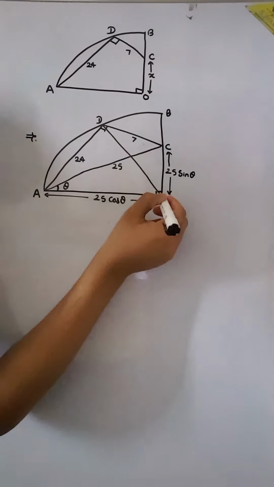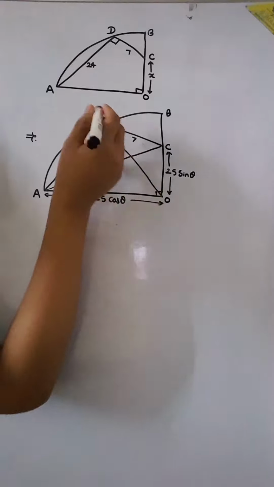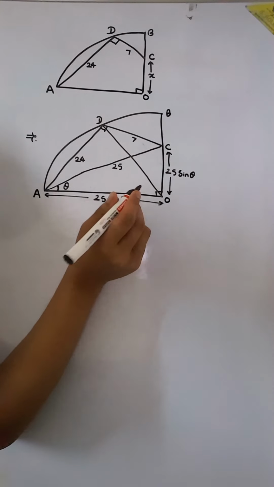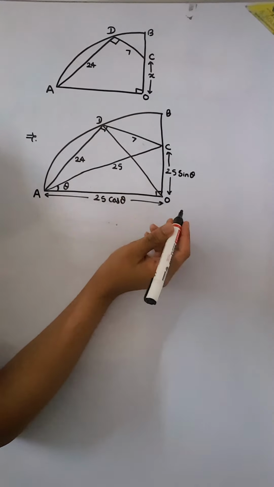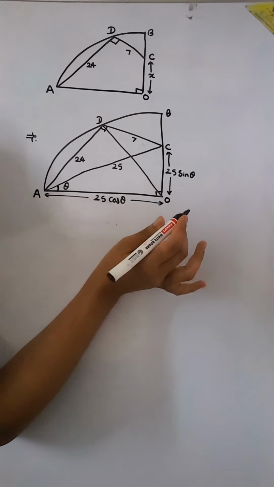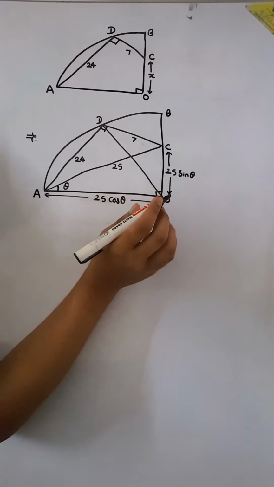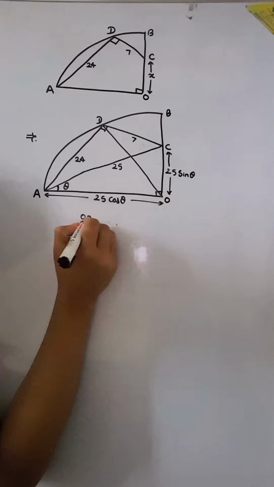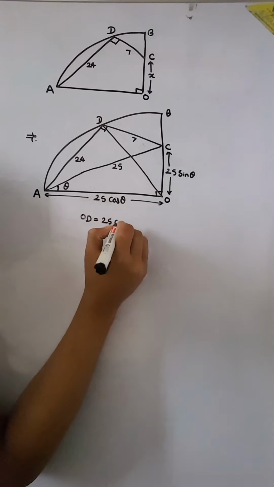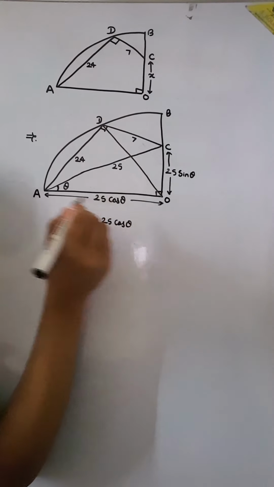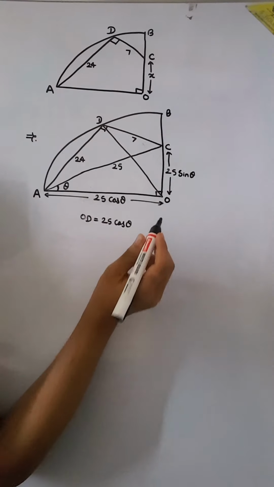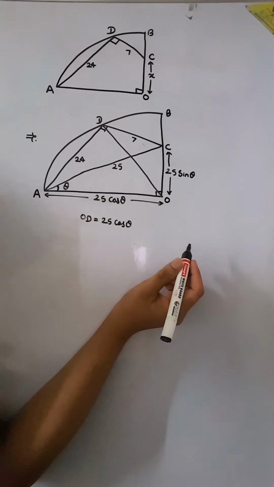as we all know that OB is equal to OA is equal to OD, because all of these three lengths are the radius of this quarter circle. So OD will also have the length of 25 cos theta because it is the radius, and the radius AO also has the length of 25 cos theta.